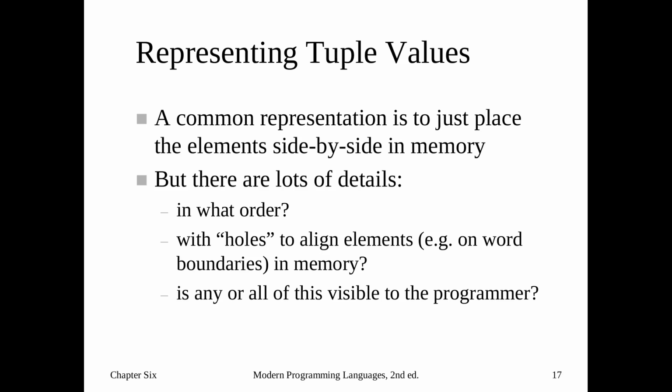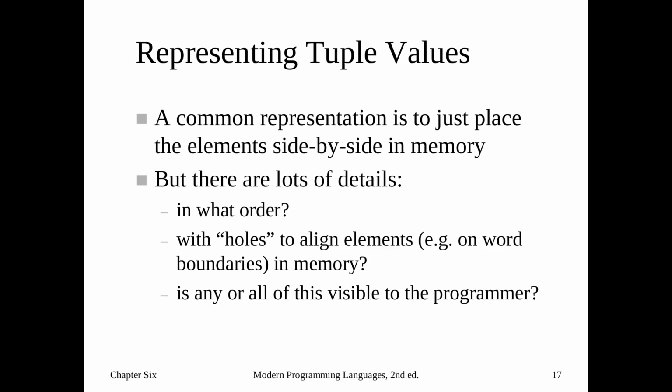So when we want to represent tuple values, a common representation is just to place the elements side by side in memory. We essentially align sections of memory such that two side by side cells, if we think of memory as some linear construct, would effectively hold the tuple data. But unfortunately, that's a very limited view of what memory actually is, and it leaves out a lot of the underlying details.